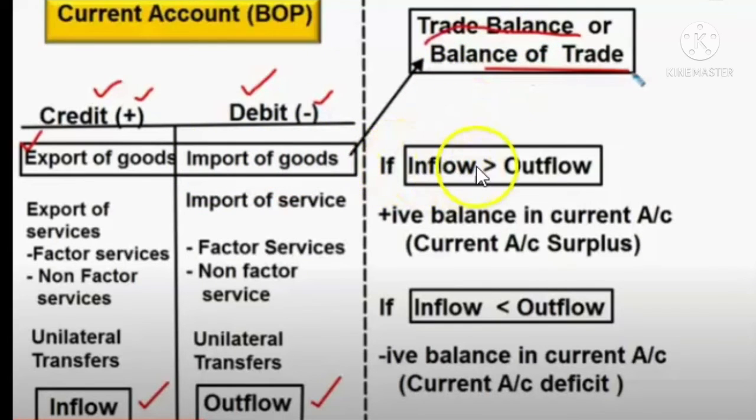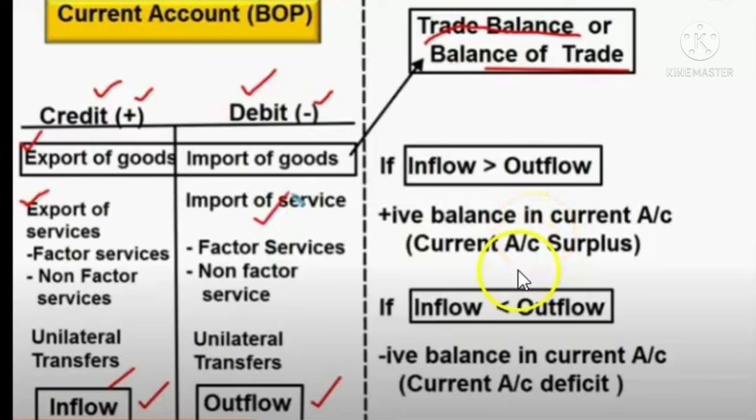Next, if inflow is greater than outflow, it's a positive balance in the current account on our side, that is, the domestic country side. So in India, if inflow is greater than outflow, then it's a positive balance of the current account. So the current account status is surplus. If the inflow of foreign currency into our nation is increasing, that is, we are exporting more goods and the money we get from abroad is higher, it's a surplus account and a positive side for us.